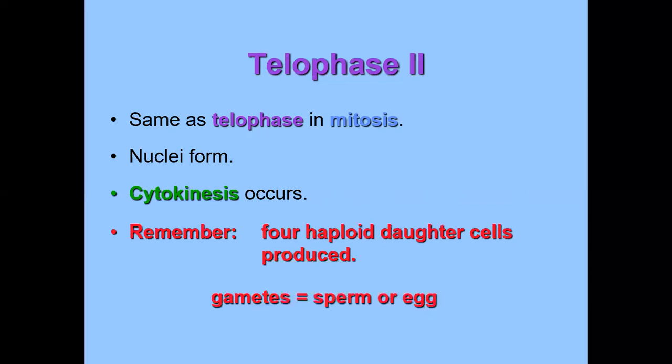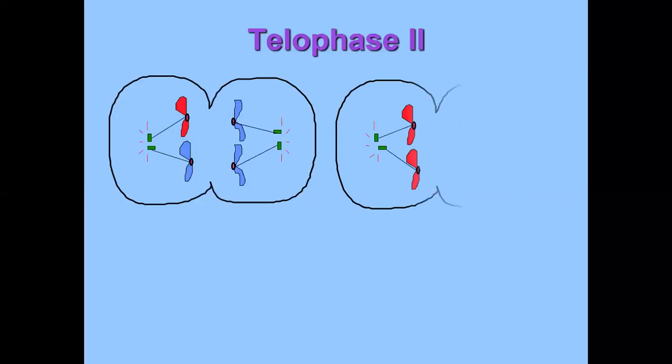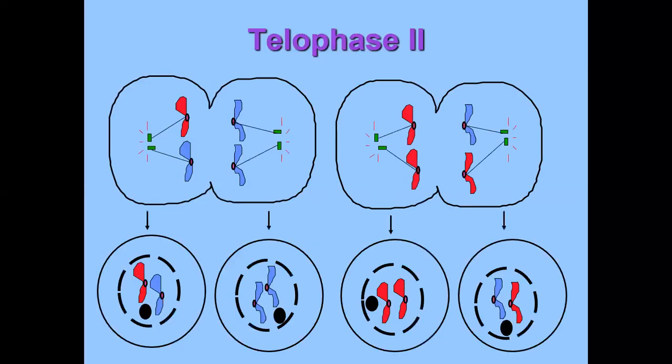So a gamete could be a sperm or an egg. In telophase 2, here you can see the gametes get separated and 4 cells are formed, and these 4 cells have a half set of chromosomes. It means reduction division takes place.